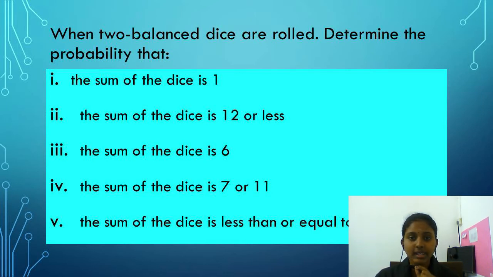When two balanced dice are rolled, determine the probability that the sum of the dice is 1, the sum of the dice is 12 or less, the sum of the dice is 6, the sum of the dice is 7 or 11, and the sum of the dice is less than or equal to 4. Let's do it.